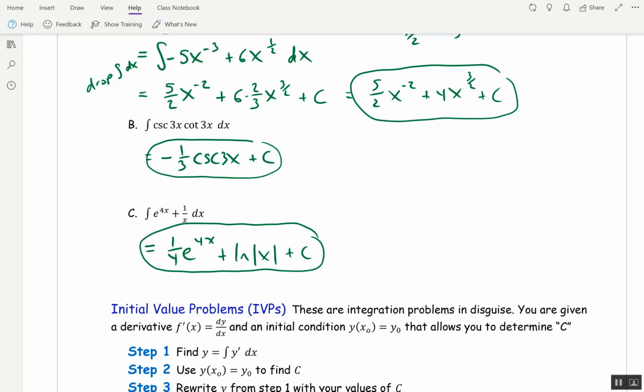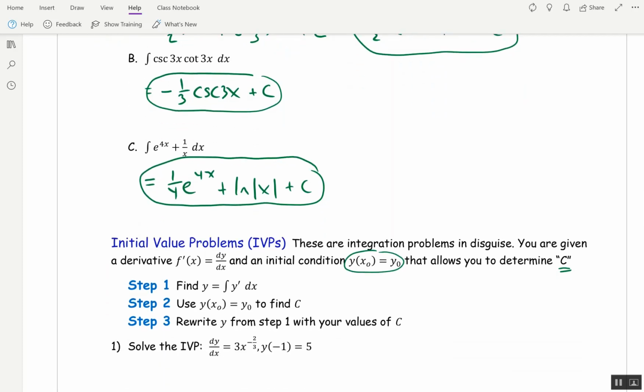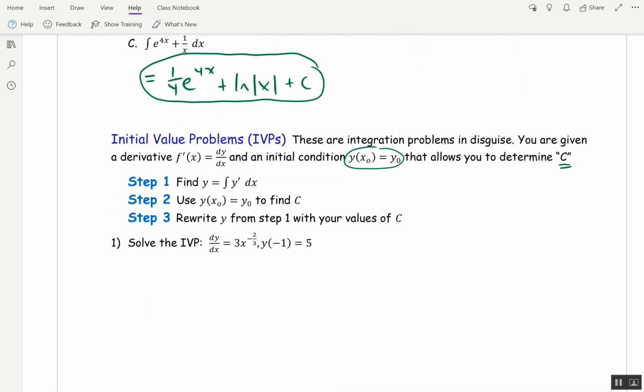Okay, initial value problems. These are integrals in disguise, and you have to do two things. You have to find the function and find c. And you can find c using the initial condition that you're given. You're usually given something like y of x naught is y naught, and that will allow you to determine c. So there are 3 steps. 1, find y by integrating y prime. 2, find c. 3, put 1 and 2 together. Plug c back into your answer.